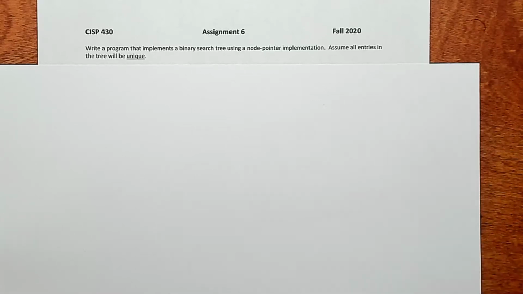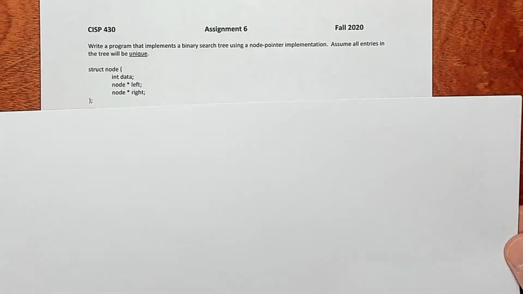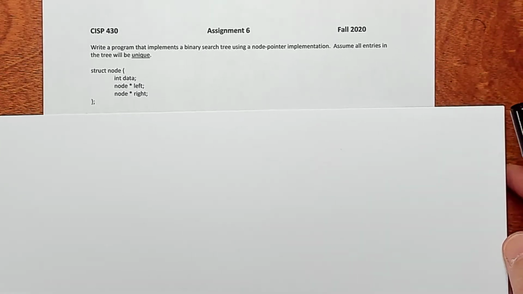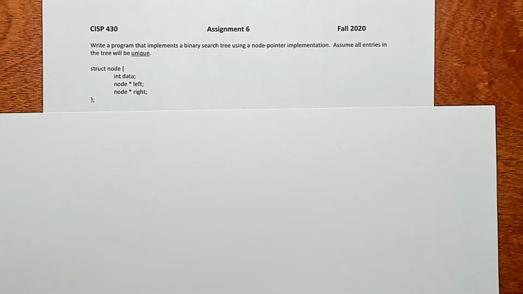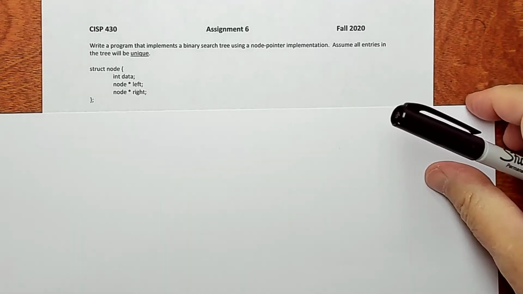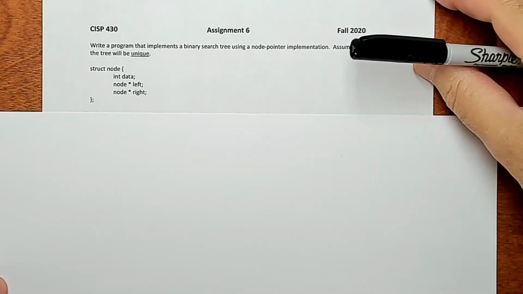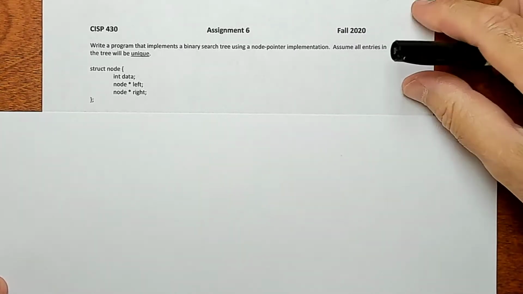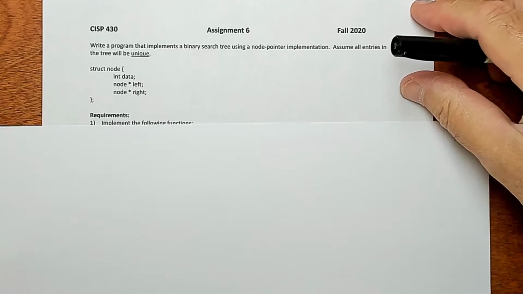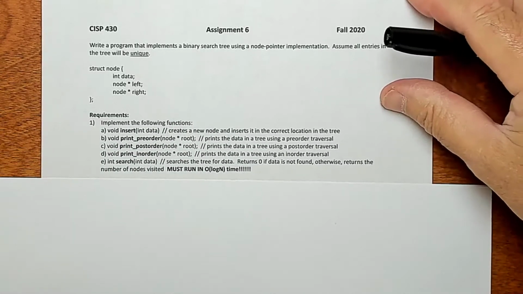Welcome back. Let's talk about assignment 6. Here I want you to implement a binary search tree using a node pointer implementation and then process it, that is, print out all the nodes using a couple of different traversals and then draw a couple of pictures. So let's go through this.